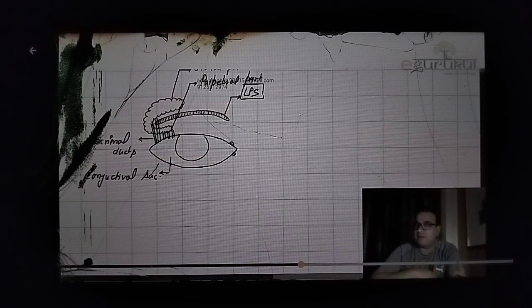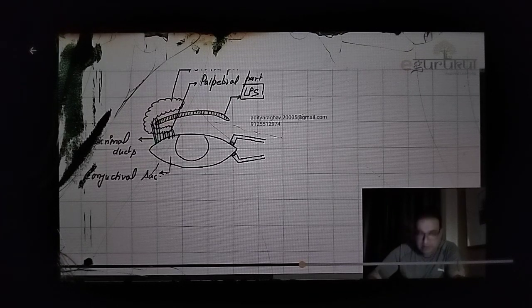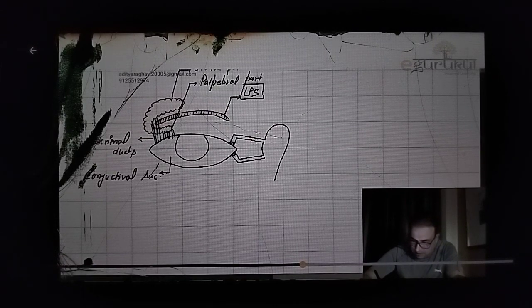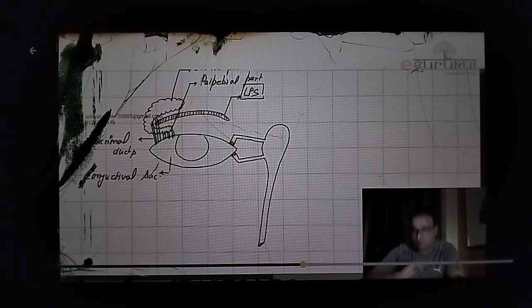The next thing after the conjunctival sac is the lacrimal punctum. The lacrimal punctum is an opening leading to the canaliculi, and the lacrimal canaliculi have a vertical part and a horizontal part. These canaliculi open into the lacrimal sac, and then this lacrimal sac continues downward as the nasolacrimal duct, which also has a valve.